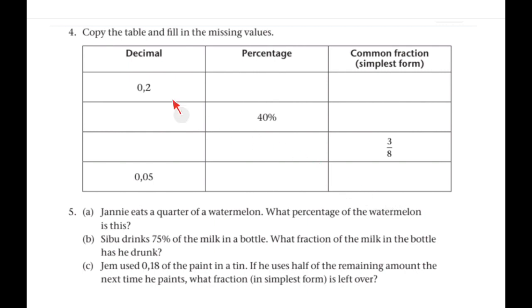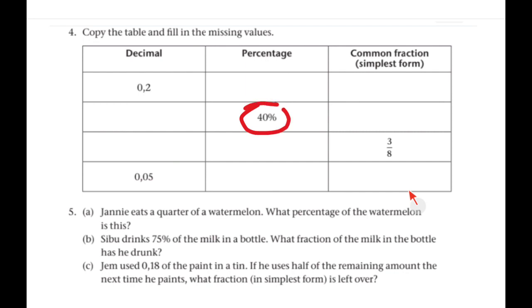Now let's start. In this question, we're given the instruction, copy the table and fill in the missing values. We're given a percentage in one column, two decimal fractions in another column, and a common fraction in one column. And we're supposed to convert this from one form to the other two forms that are missing. And we're going to start with the percentage one because that's the easiest one to work with.